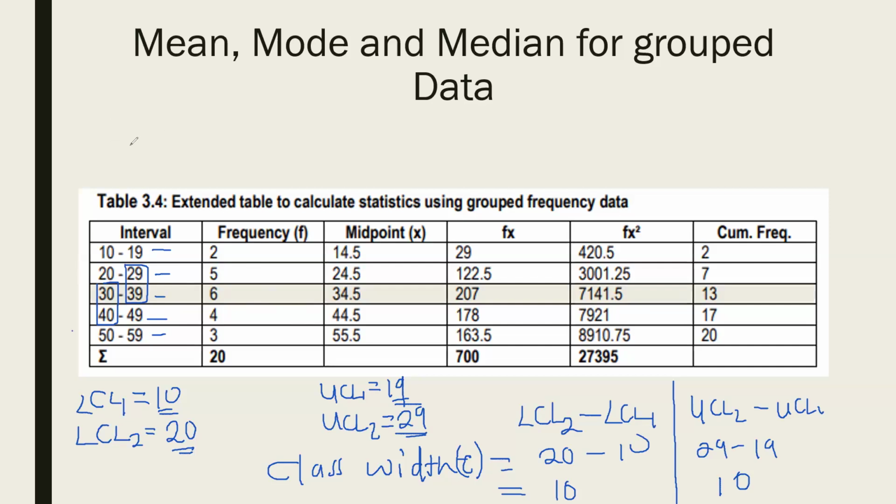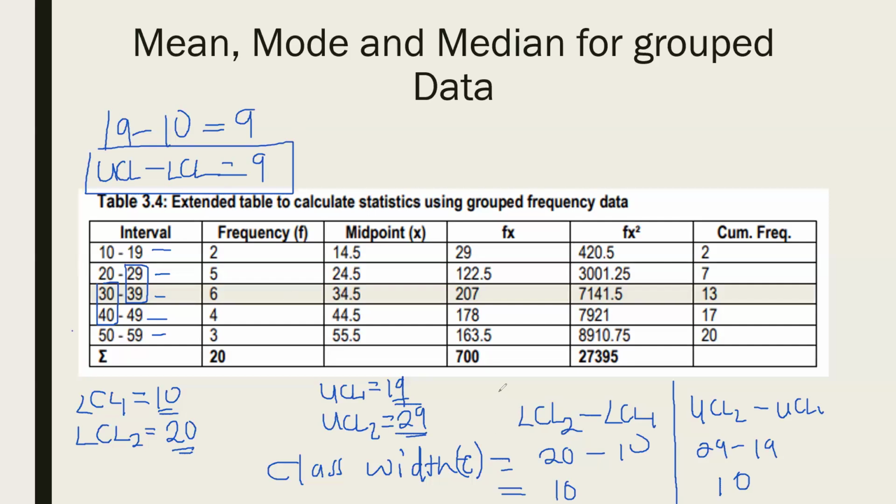Class width, you don't say 19 minus 10, because 19 minus 10 is 9, right? So for class width, you don't say upper class limit minus lower class limit. This is wrong. So if a question says, what is class width? Either use this formula or use this formula. That's the one that will give you the true class width. This is wrong here.